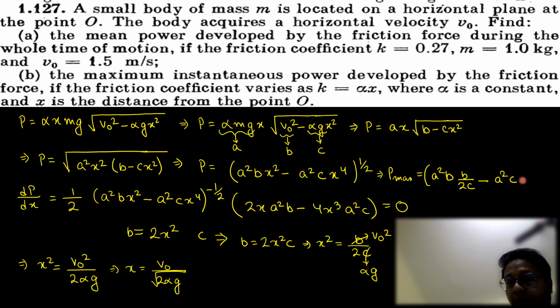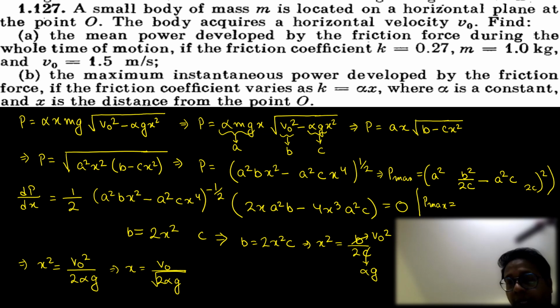x to the power 4 can be written as x square whole square, or b by 2c whole square. Okay, so out here, if we just simplify this, power max is nothing but, see out here, b and b becomes b square. Out here, this entire bracket, if opened, becomes b square by 4c square.